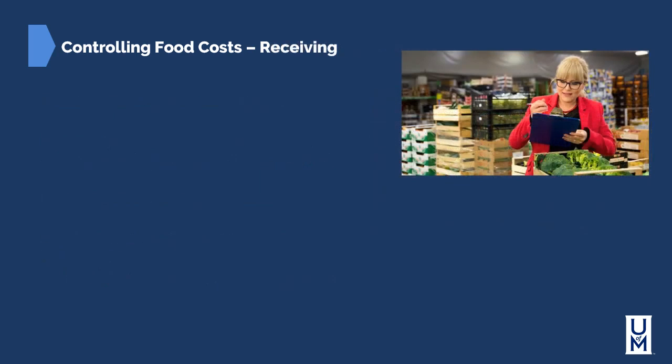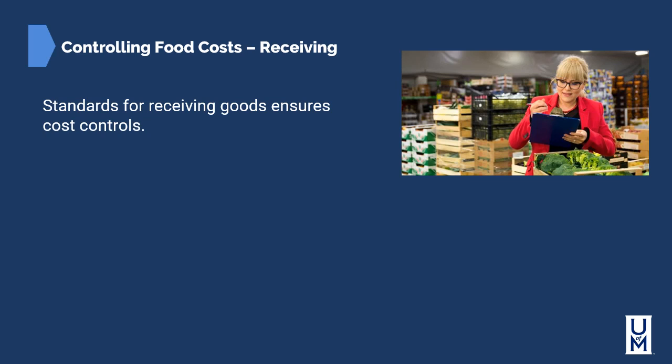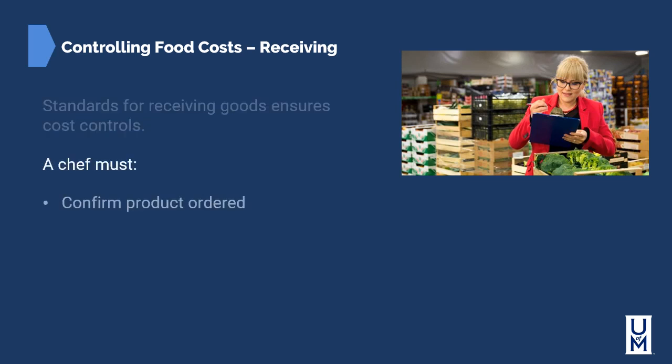Controlling food costs in the receiving of products is equally important. Standards for receiving goods ensure cost controls. A chef must confirm product ordered. You want to verify that what the product was that was ordered is what you received. Verify the item on the invoice that was delivered. Oftentimes you may have what's called a mispick. This is an item that is put on the list by mistake, but yet will have the sticker for another item on the box.